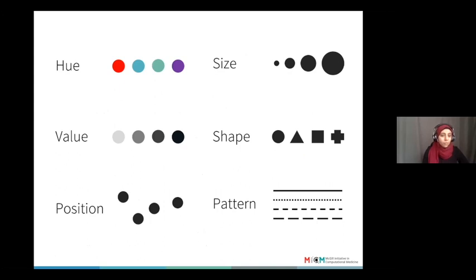There are many different ways in which data or information can be encoded in a graphic. There's hue, which is one of the key aspects of, think of it as color. There's size, so for example, something that's larger might represent a higher number or value. There's value, which you can think of as the lightness or darkness of a color. There's shape, position, and pattern. These are just some of the ways in which information can be encoded graphically.